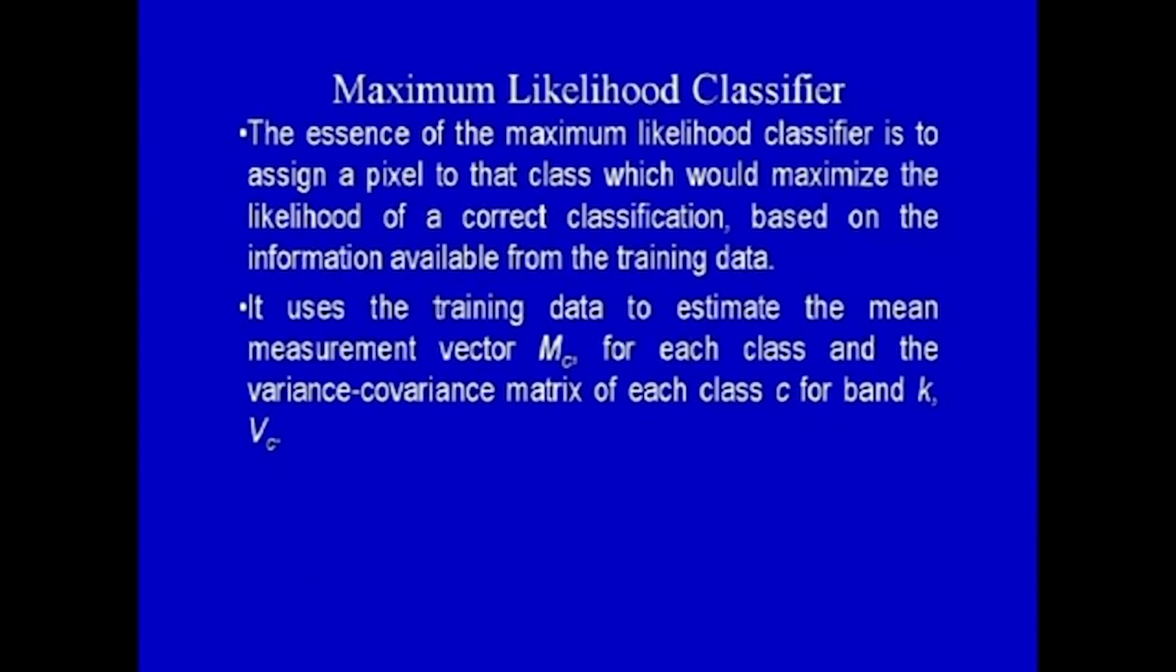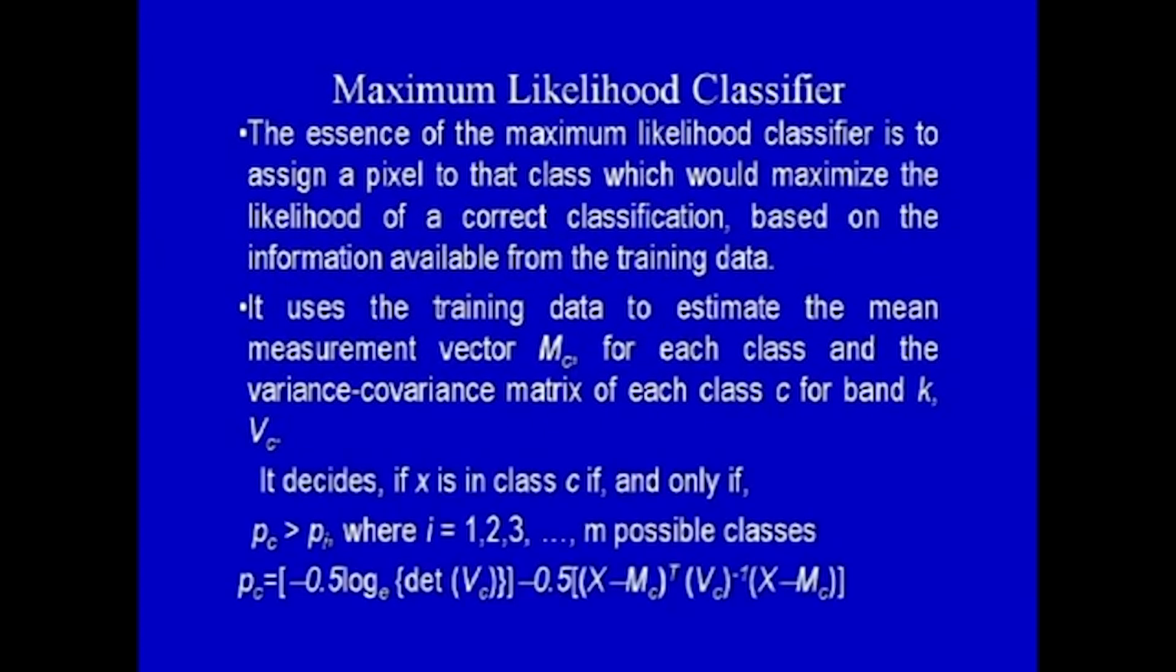The essence of the maximum likelihood classifier is to assign a pixel to that class which would maximize the likelihood of a correct classification based on the information available from the training data. It uses the training data to estimate the mean measurement vector M_c for each class and the variance-covariance matrix of each class c for band k. It decides that x is in the class c if and only if the probability of c is greater than the probability of i, where i is the possible number of classes.